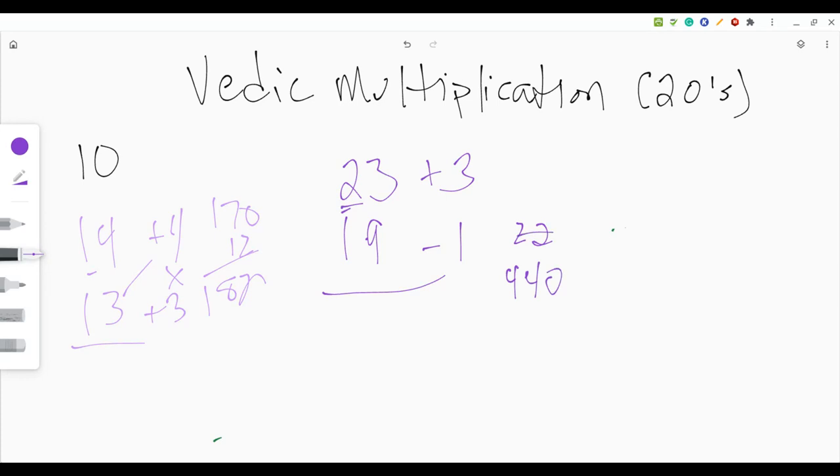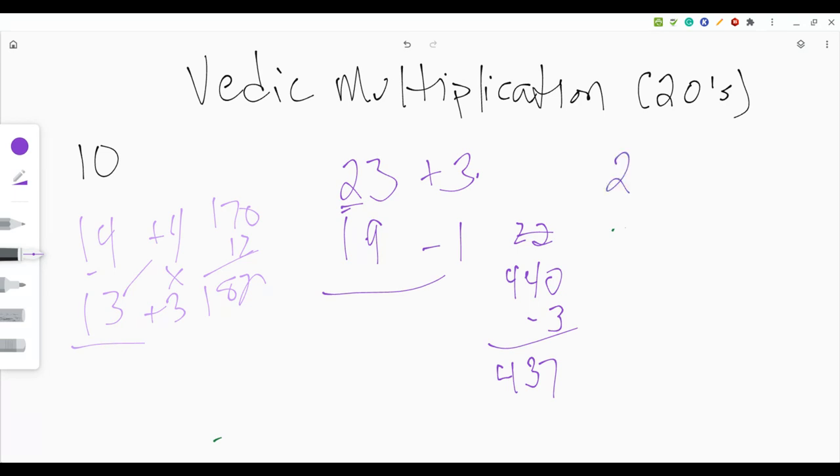Add my 0. Now, here's where our knowledge of integers comes in. 3 times negative 1 is negative 3. So instead of adding, I'm now subtracting. So that's going to be 437. 23 times 19 is 437. Right?